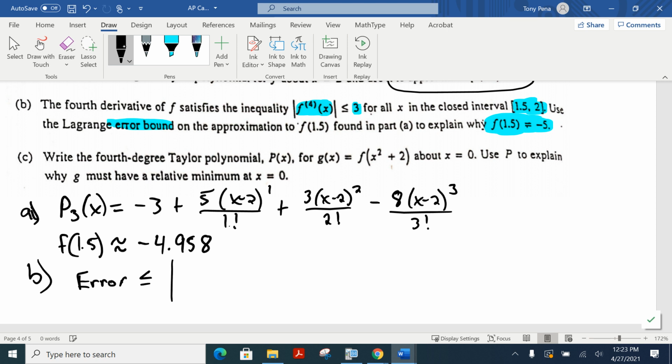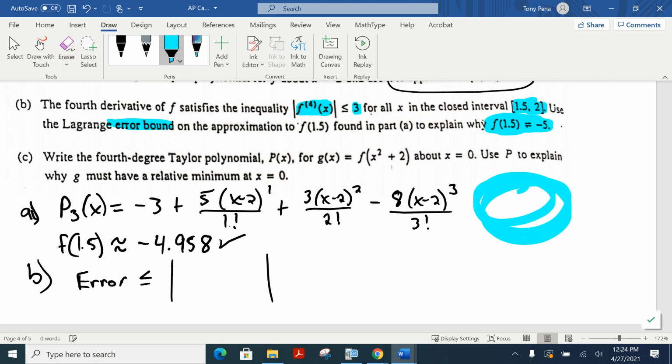And we know the error has to be less than or equal to that first unused term, because with every term we add, it gets more and more accurate. So the approximation we use was a third degree Taylor polynomial to get this guy. So wouldn't the first unused term be our fourth degree Taylor polynomial? So whatever this term would have been right here that we didn't do, that would have produced the largest error possible. That's what we want to put in here.